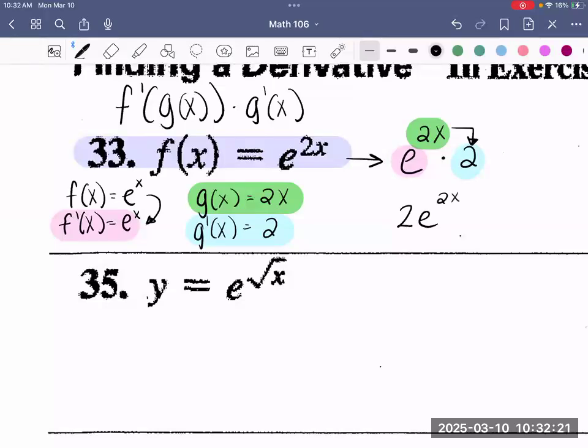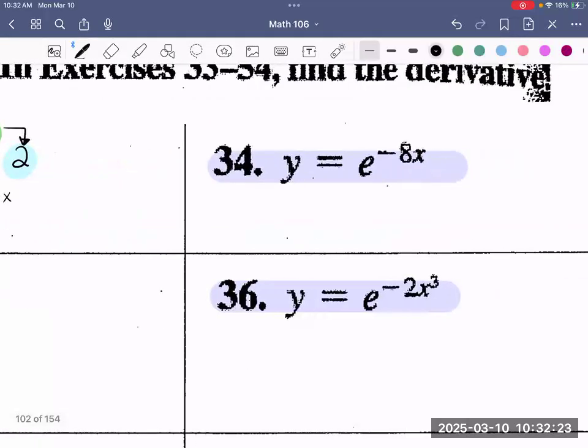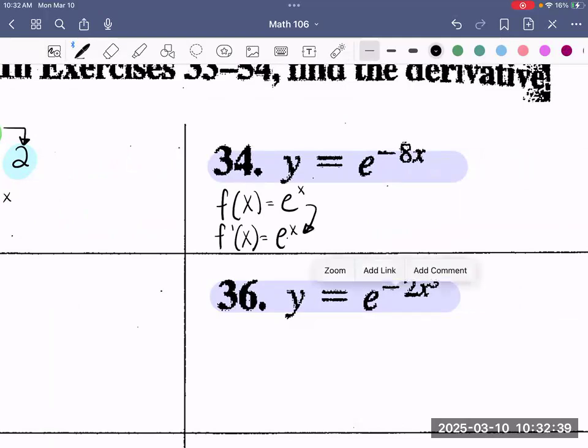If we were to try it again, and you still need to break it up into parts, I'll do it one more time. It's just e to the x. That is the main function, the outside function, and the derivative is just itself. g is your exponent, negative 8x, and g prime of x is going to be just negative 8.